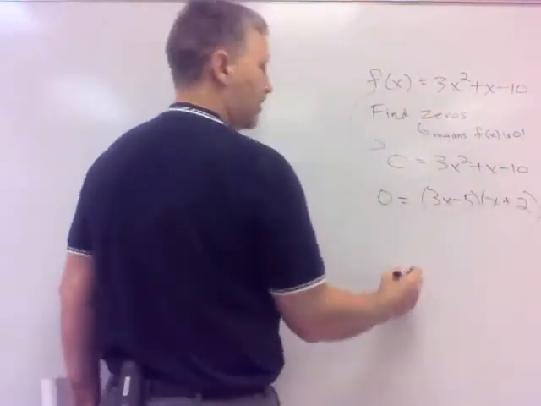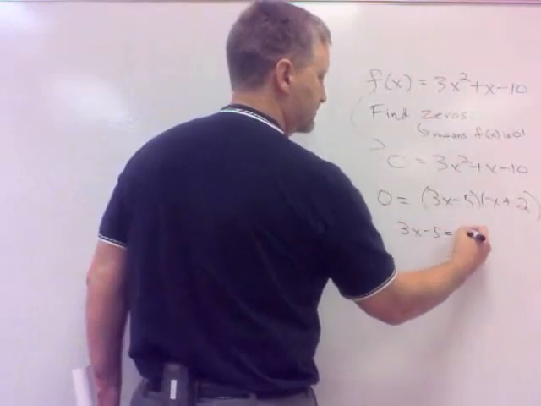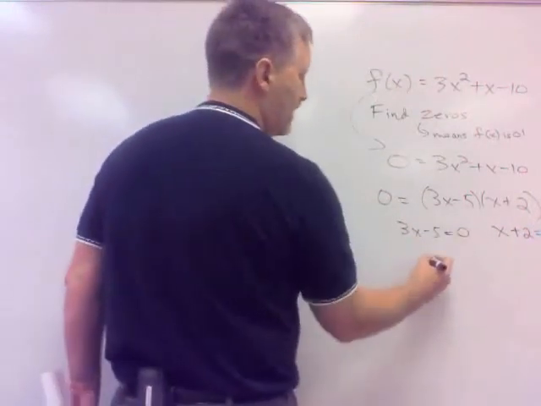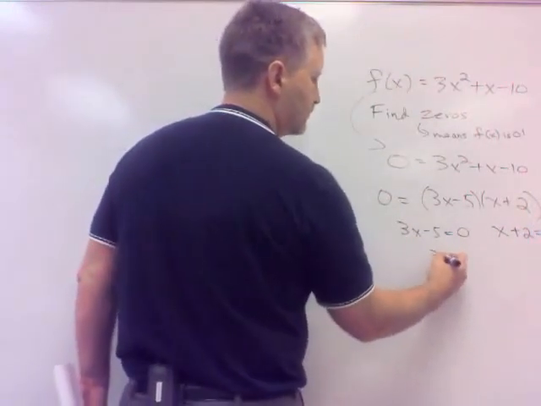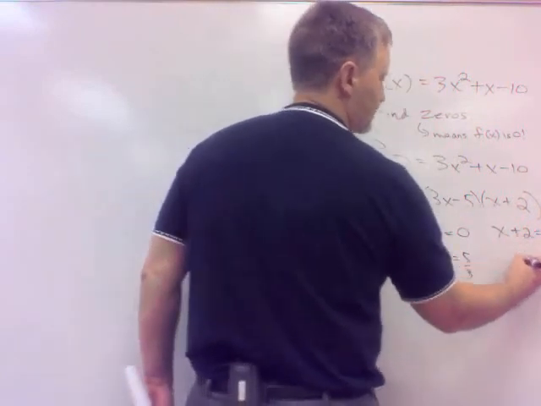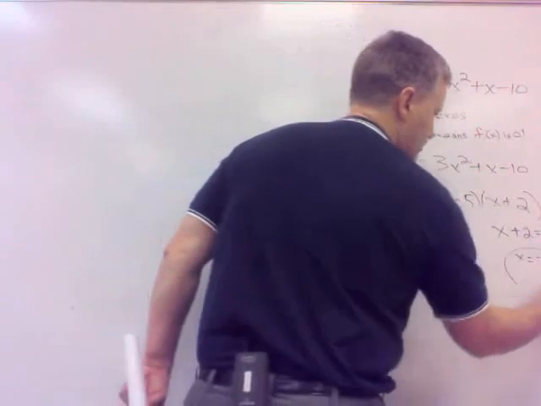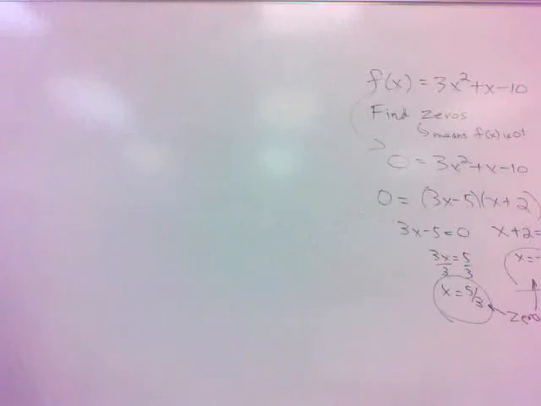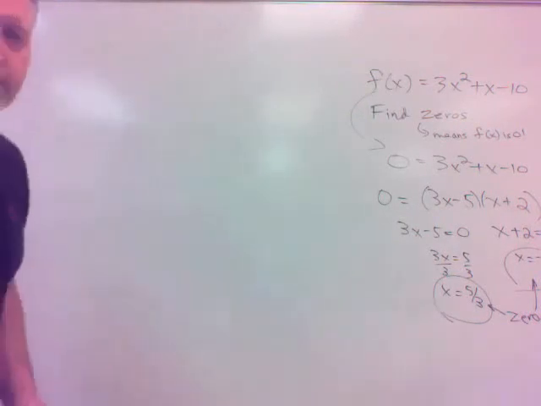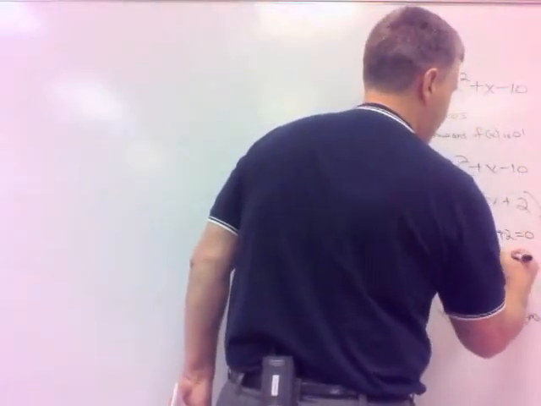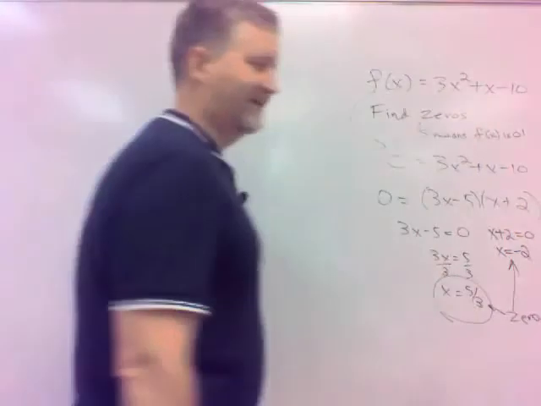All right. So then you set individually those up equal to 0. 3x minus 5 equals 0. X plus 2 equals 0. Add the 5, divide by 3. 5/3. Subtract 2. These are my zeros. Negative 2 and 5/3. Is that okay? Move that over. Okay. Got off the screen.